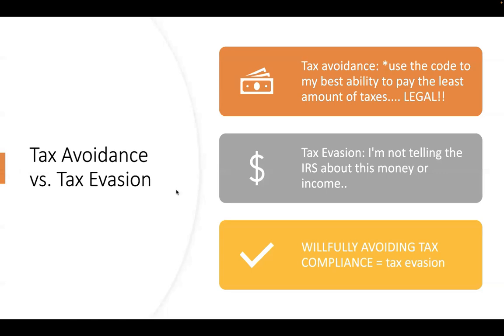Now, on the flip side of that, we have tax evasion. Tax evasion is, I'm not telling the IRS about this money or income. Tax evasion can be something as innocent seeming as a dog walker that makes a couple of $100 a week walking dogs because she enjoys it, and she doesn't report the income. It could be something as simple as that. That's tax evasion.